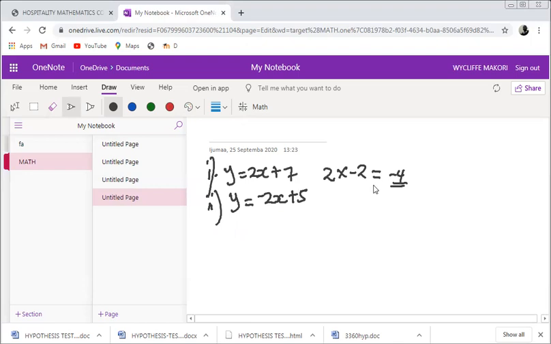That is actually the testing point. This is the testing point, whether the gradients are giving us a product of -1 or not. If the product is -1, then the lines are perpendicular. If they are not, then they will not give us -1 as the product of their gradients.